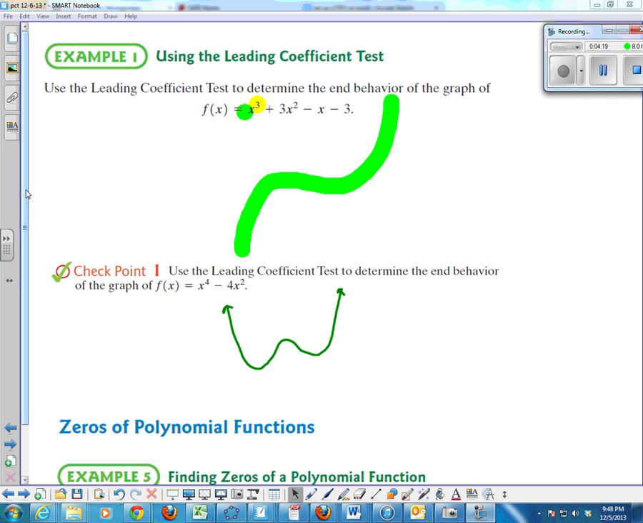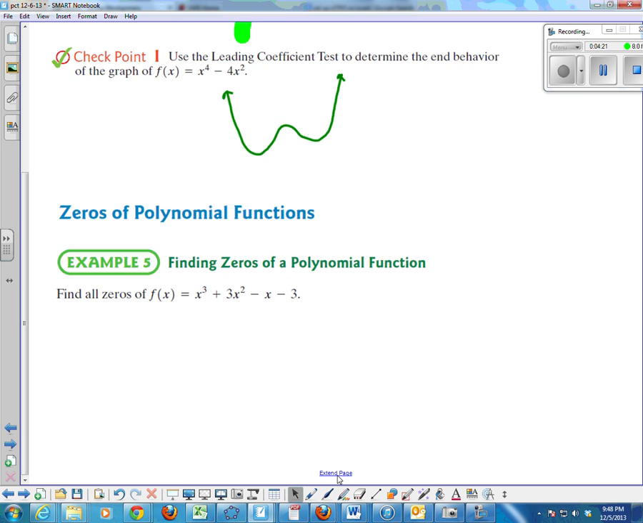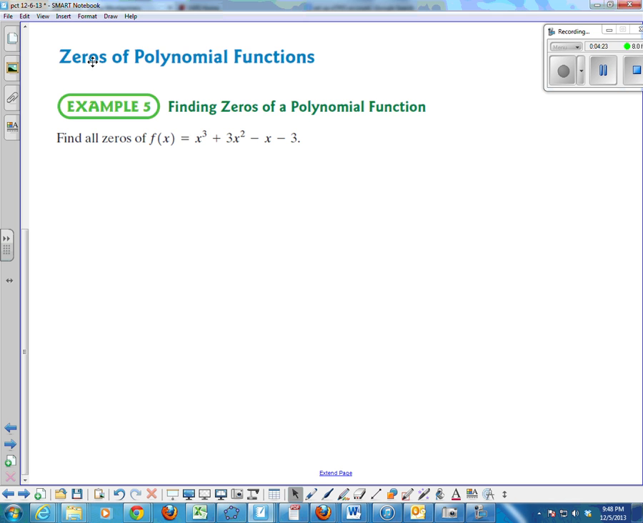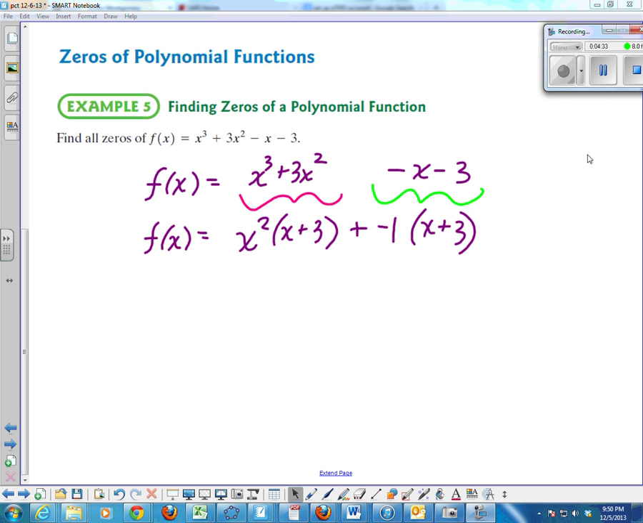Let's go on to zeros of polynomial functions. Remember that we have zeros, roots, x-intercepts, and solutions, all the same thing. Finding the zeros of the polynomial function, you want to go ahead and write down this example with me. Right now, the only method that we have for solving third degree or higher polynomials is factoring. So we're going to do factor by grouping with this one.